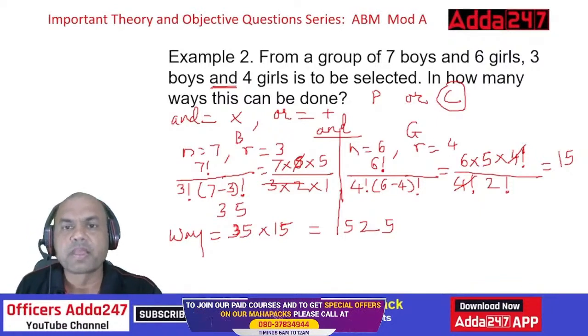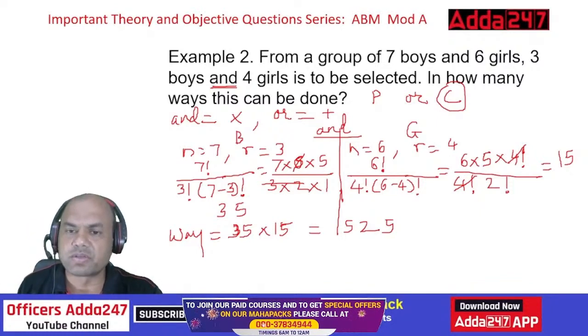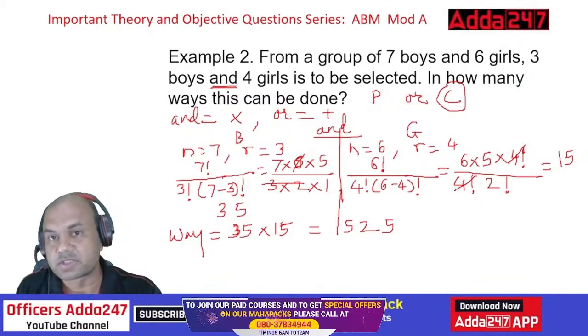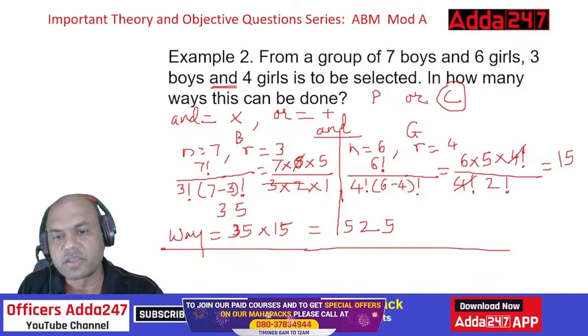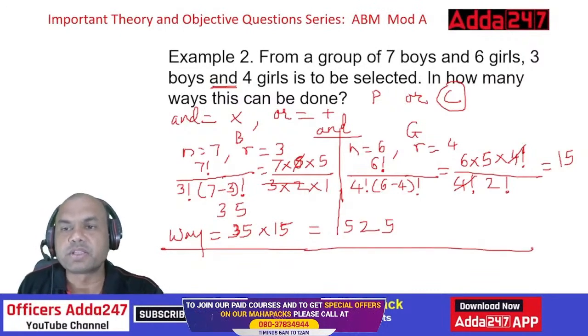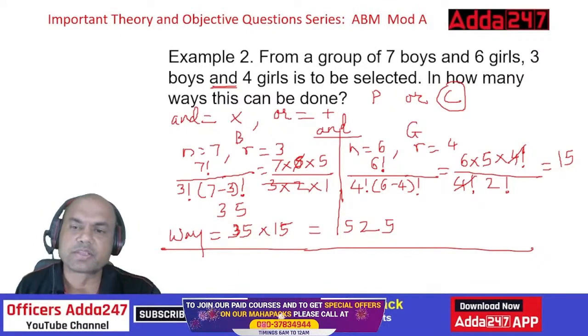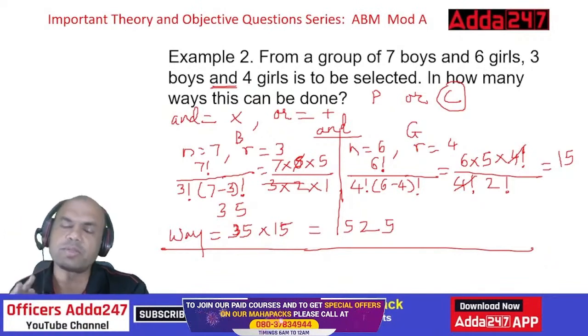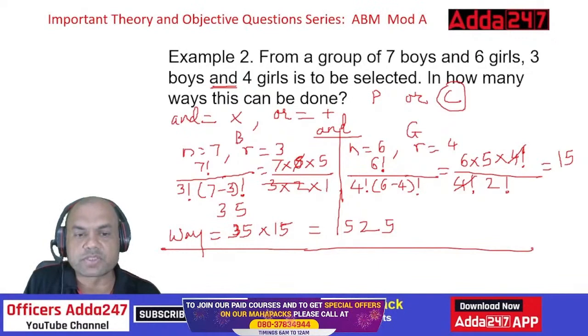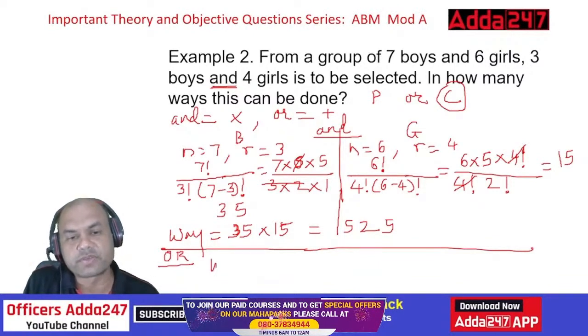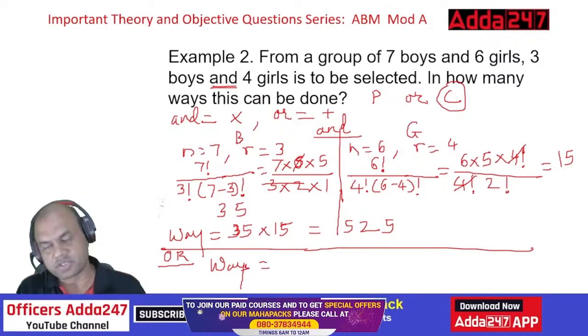Suppose I ask you one question now, let's see how many of you can solve this. I'll ask you "or". The question here is you have to select 3 boys or 4 girls. 3 boys or 4 girls. Now give me the answer. Now I'll ask you the question for "or". So what is the answer? Let me see in the comment section. 3 boys or 4 girls.